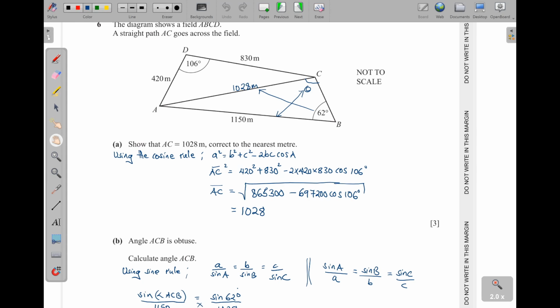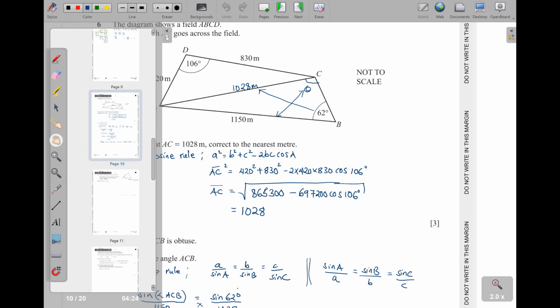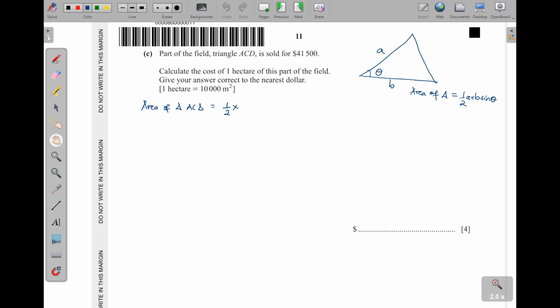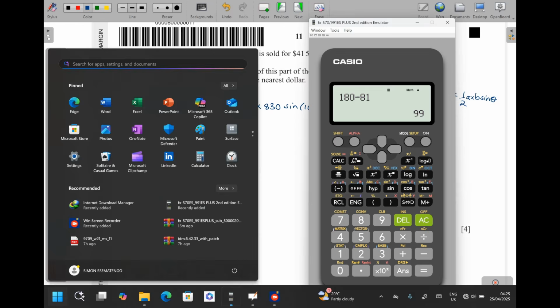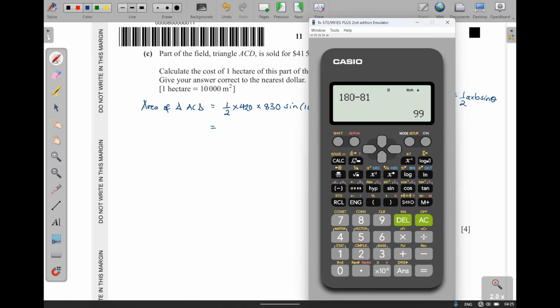We know 106, then 420, and then the 830. So those are the ones that we are going to use. Okay, so we shall multiply by 420, then times 830, and then sine of the angle which is in between, 106. Okay, so this one I can even just simplify it first there.